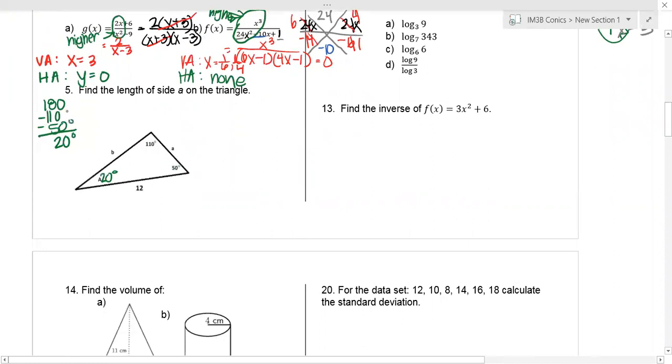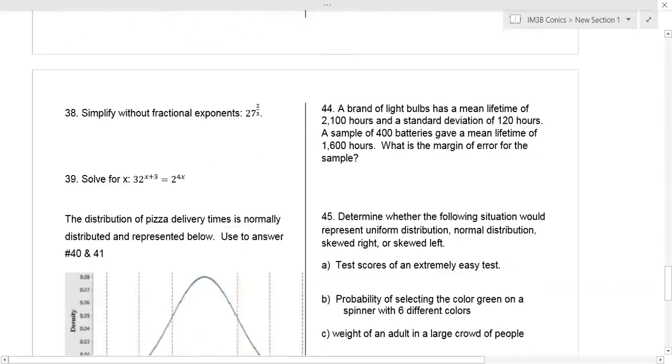And so I know that this is not a right triangle, which means that I have to use one of my formulas. Okay, so I know all 3 angles in the triangle, and I know one side. So since I know more than one angle, I'm going to flip to the back, which is the formula sheet.